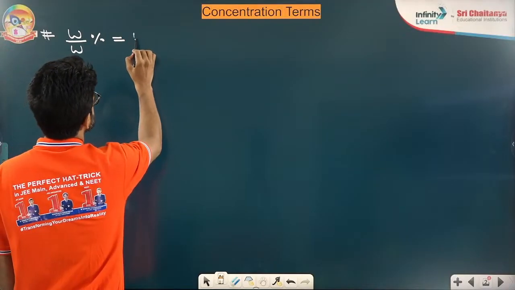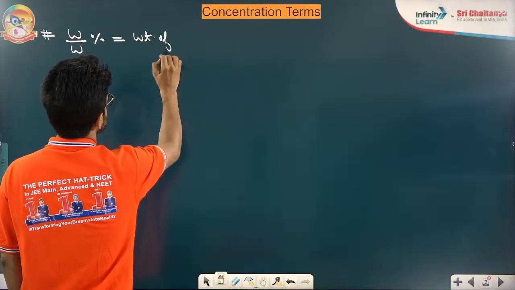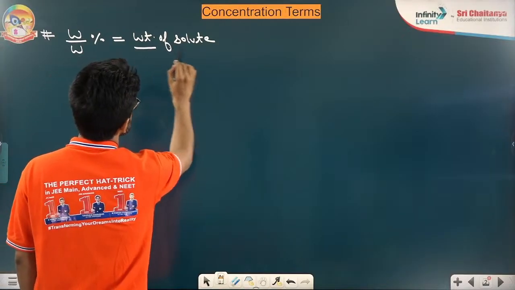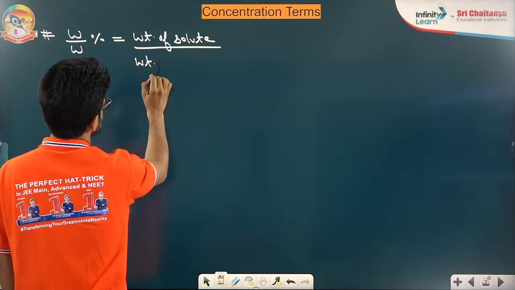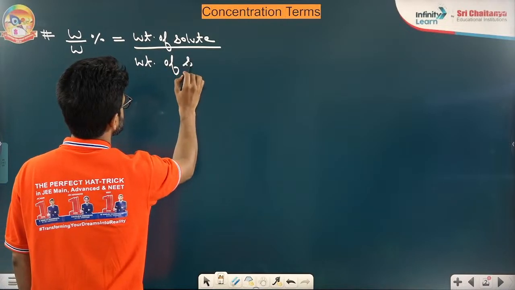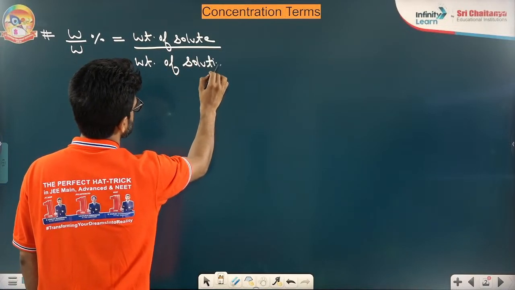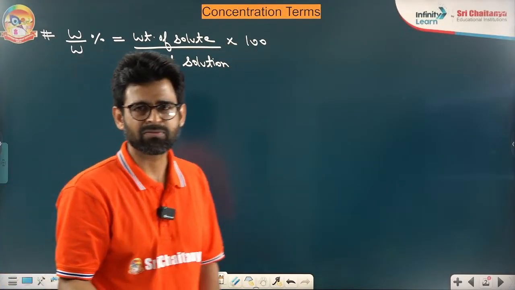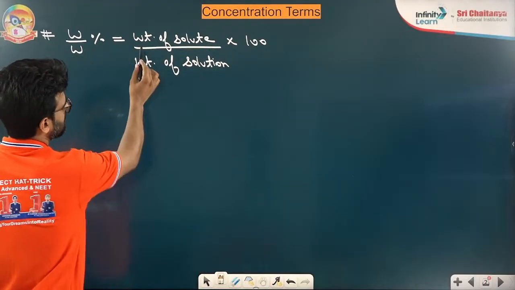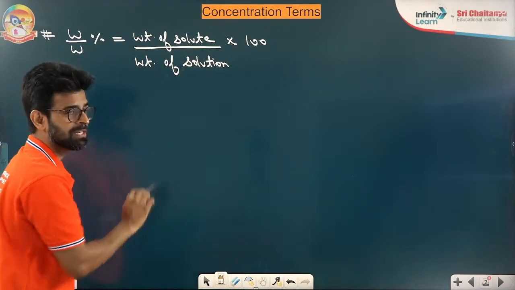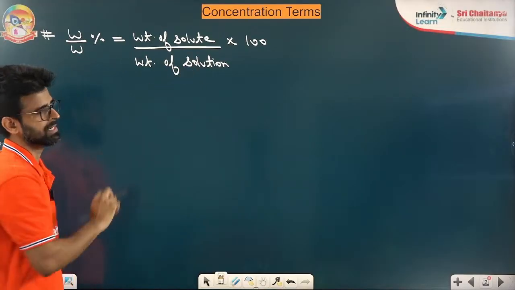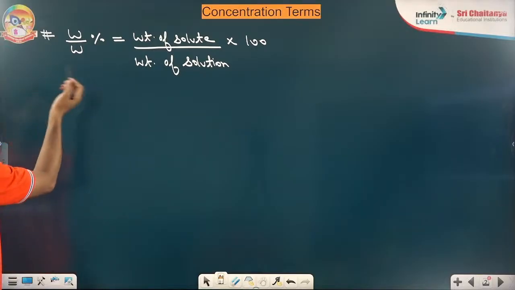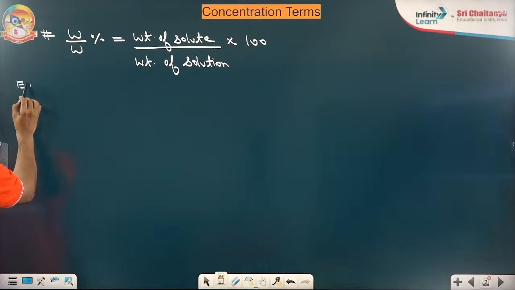It means weight of solute. Weight by weight percentage of solution means weight of solute divided by weight of solution into 100. Simply like we find percentage of something, right? So similarly, weight of solute in the solution divided by weight of total solution into what? Into 100. It is our weight by weight percentage.